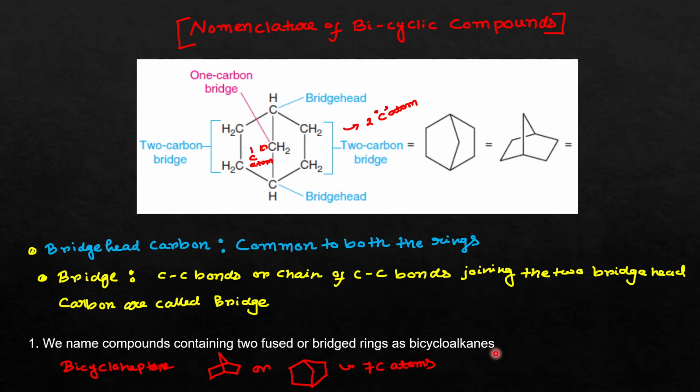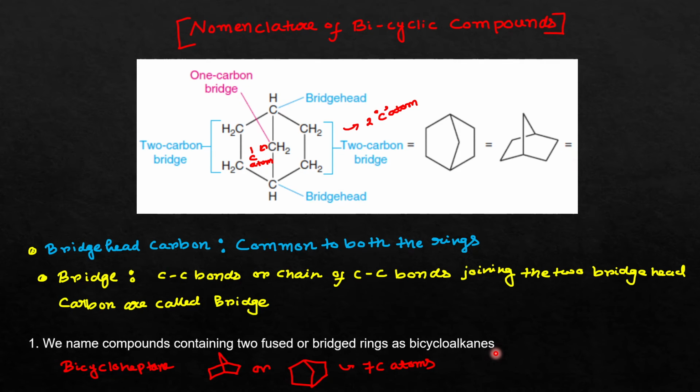You have to count the total number of this bridge carbon. Okay, so you can see that this is a two carbon bridge, and this is also a two carbon bridge, and this is a single carbon bridge. Okay, so then you have to write in such an order that it is in order of decreasing length. So you can see that these two are two carbon bridges, so these two will come first, and then as it is a one carbon bridge, this one will come last. So these numbers basically specify the number of carbon atoms that is present in each of these bridges.